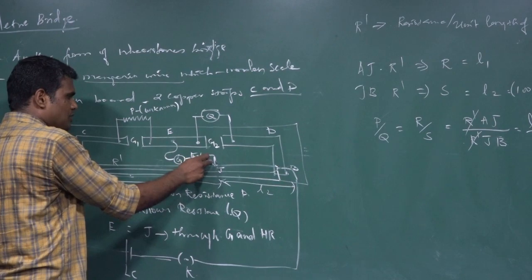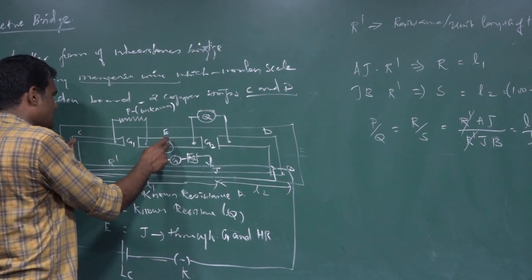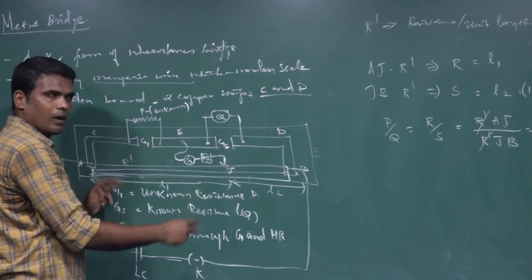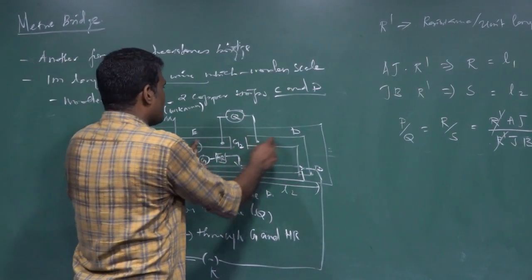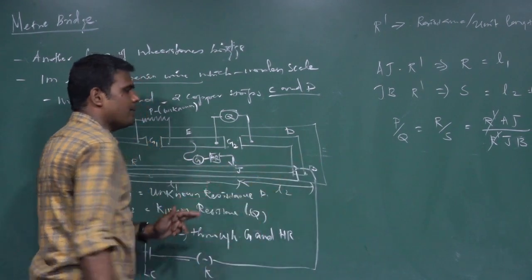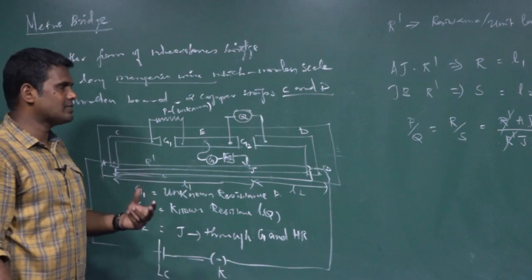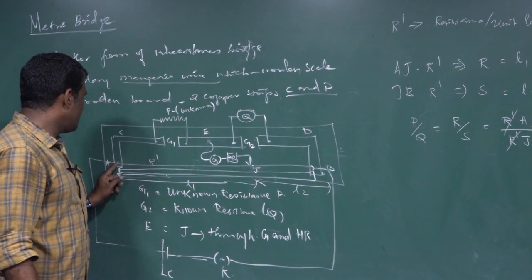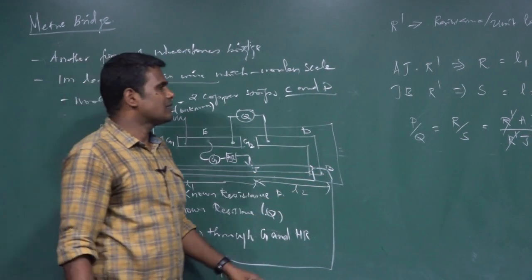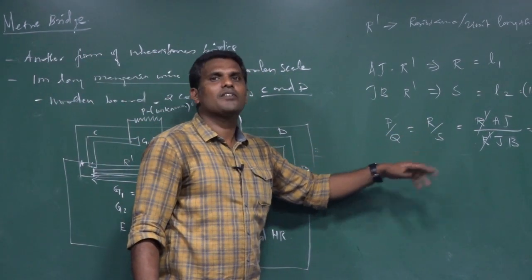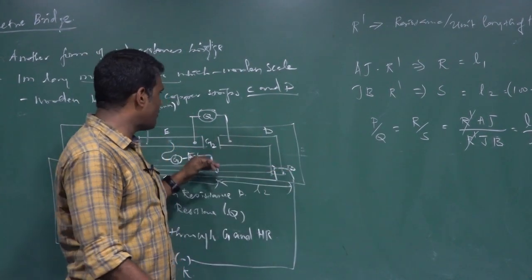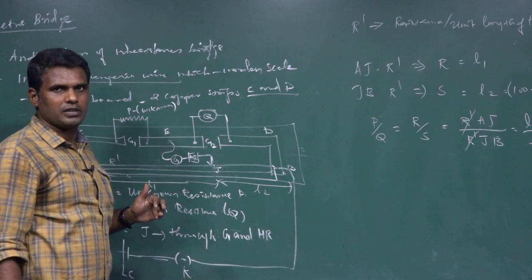If the same potential exists here, then the resistance across the gap G1 and the resistance of the length AJ must be equal. Similarly, the resistance across the gap G2 and the resistance of JB are equal. So the lengths AJ and JB now replace the resistances R and S of the Wheatstone network. So a Wheatstone network is modified into the form of a meter bridge circuit.